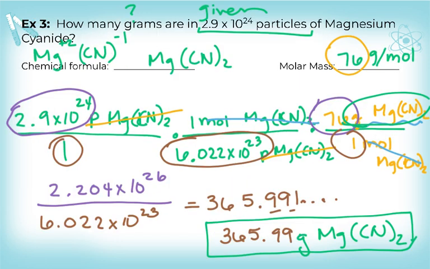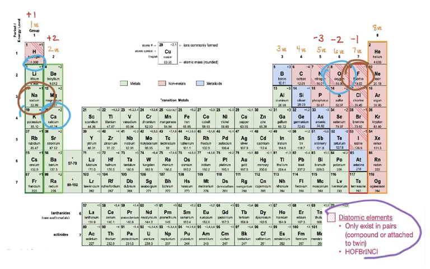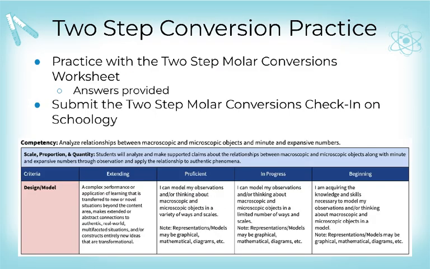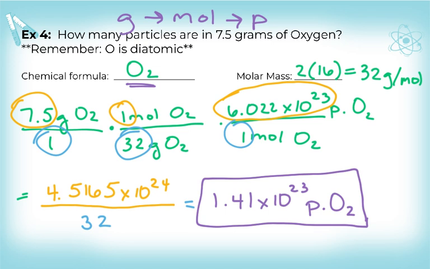Oxygen is diatomic. On our periodic table, if you remember back, those diatomic elements only exist in compounds or in pairs. So either in a compound with something else or attached to its twin. So anytime we see nitrogen, it's going to be N2, oxygen O2, fluorine F2, chlorine Cl2, bromine Br2, or iodine I2, and then hydrogen also H2. And so with that one, my formula then is O2, so for the molar mass, I'm going to need 2 times oxygen, so that molar mass is 32 grams per mole.